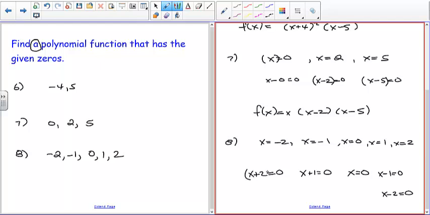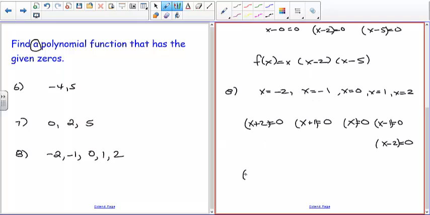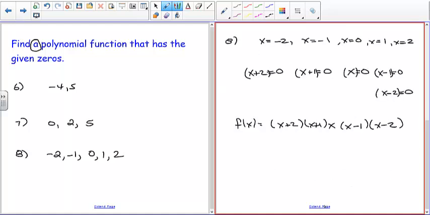So these are going to be my factors. And the simplest case is just to have those factors raised to the first power. So the function is going to be x plus 2, x plus 1, x, x minus 1, x minus 2. There you go. I'm not going to multiply this out because it'll take more time than I really want to spend. That's how you go from the zeros to the factors.